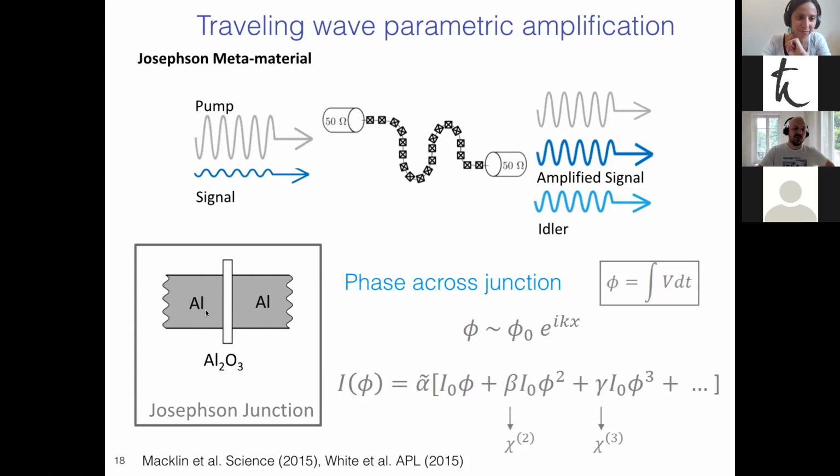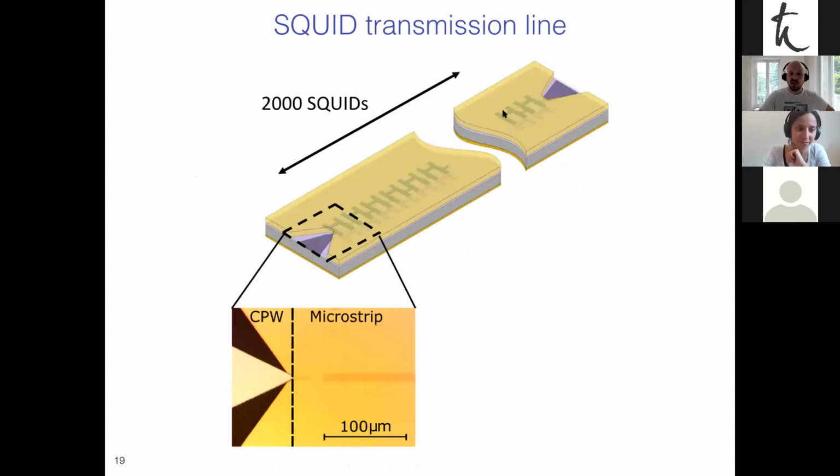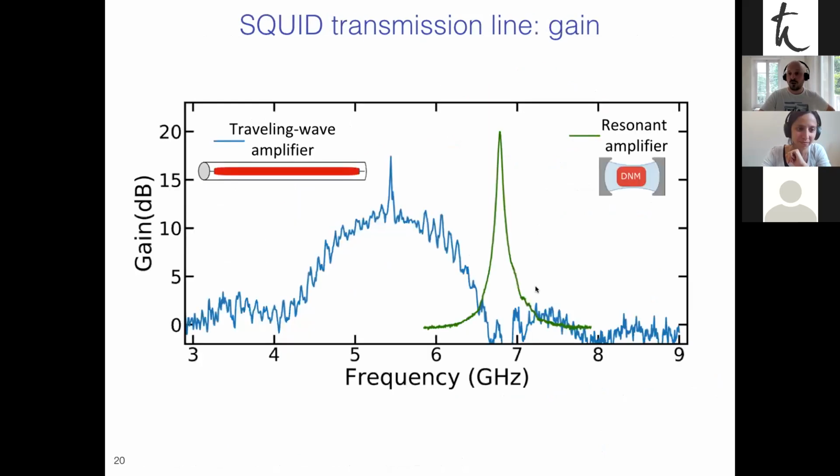So basically, we have a nonlinear metamaterial. So we also can have a chi2 and a chi3 interaction. Following this idea, we decided to build such a metamaterial. So you see here, we have an array of Josephson junctions. And if we measure the gain of such an amplifier, this is the kind of curve we obtain.